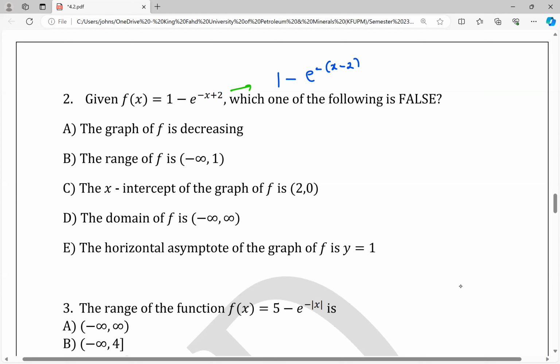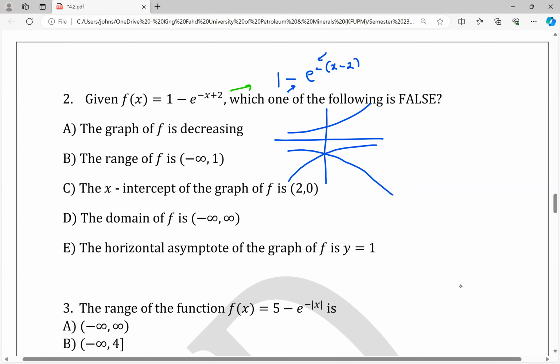Yes, so we can start with e to power x. So I'll try to just do everything here. e to power x is this one, right? Now, because of this minus here, you reflect it across the x-axis first. So we are here. Then now we have to reflect it across the y-axis because of this. So if you reflect across the y-axis, you're going to have this one, right?